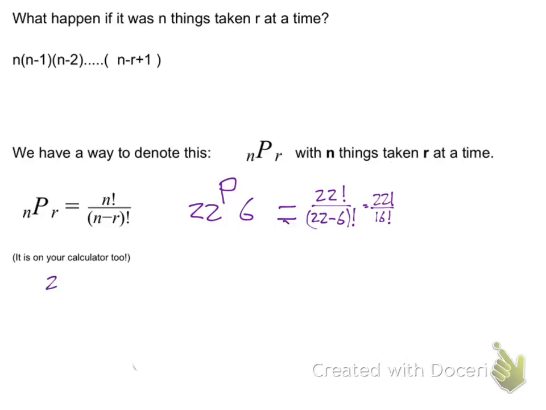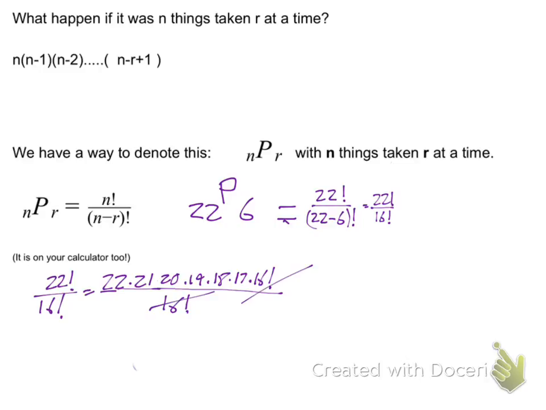This works because 22 factorial over 16 factorial is 22 times 21 times 20 times 19 times 18 times 17 times 16 factorial, all over 16 factorial. We did this before. And what did we do with the 16 factorials? We canceled them. And isn't this the same number that we had originally? So that's why it works.